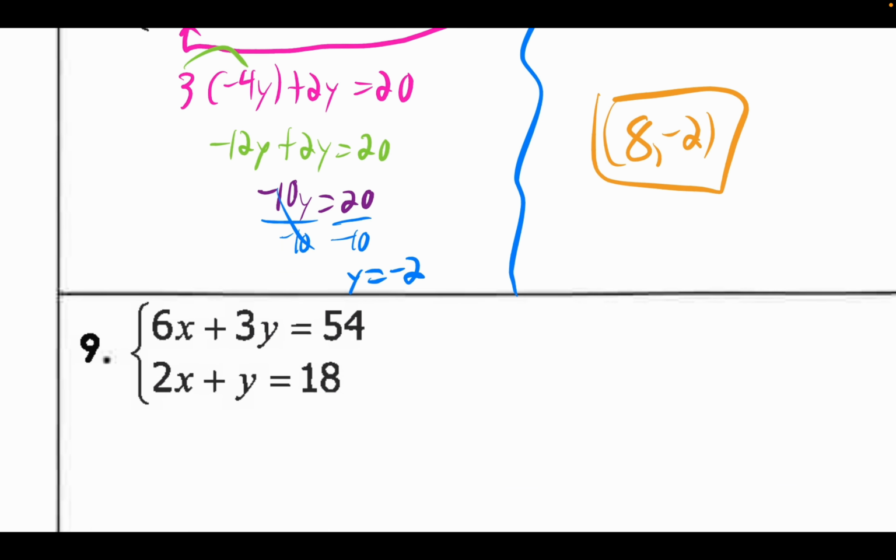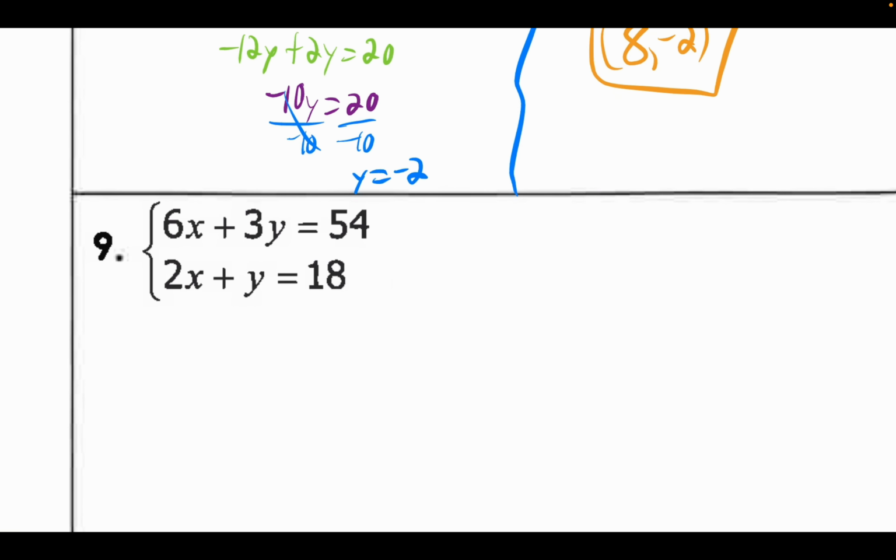Moving on to number 9 here. The variable that would be best for me to solve for is this bottom y, because it has a coefficient of positive 1. I will do that by getting rid of the 2x. It's currently positive and adding, so I will subtract it to undo a positive 2x. Doing it to both sides gets me y equals negative 2x plus 18.